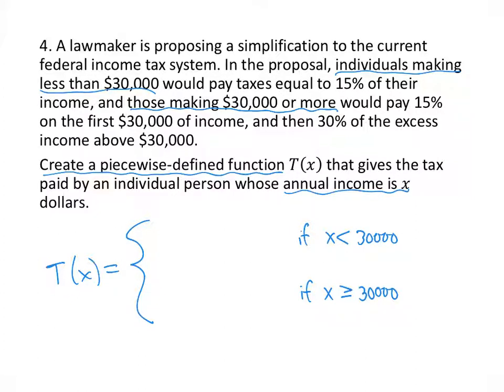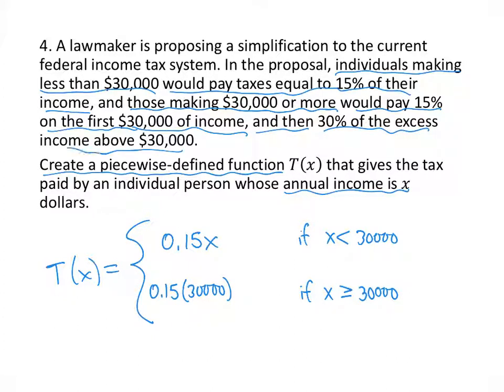So what do we do if you make less than 30,000? Well, it says we would pay taxes equal to 15% of their income. So 15% of X, that's just 0.15 times X. Now what do we do if we have 30,000 or more? Well, it says we would pay 15% on the first 30,000 of income. So that would be 15% of 30,000, and then 30% of the excess income above 30,000.